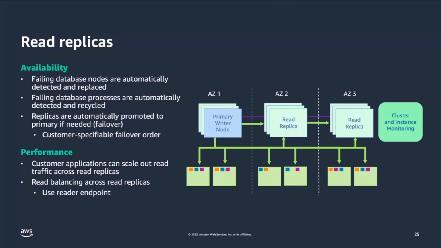The other reason customers tend to use a lot of read replicas is to scale out the read traffic. As I mentioned, you can scale out the read traffic across up to 15 different read replicas and balance the read requests and responses across that using the reader endpoint.